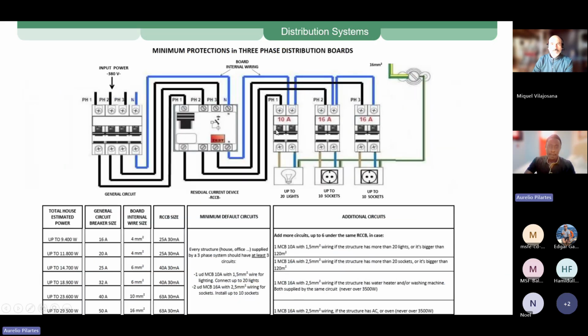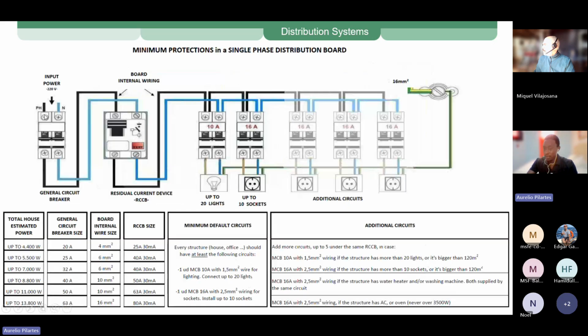Now here's a three-phase distribution board. The principle is almost the same as the previous one we saw for the single-phase distribution board. The main difference here is just the main protective devices, the main MCB and the RCCB, which will be protecting all the circuits. In the previous one, we have 2 poles MCB and 2 poles RCCB.